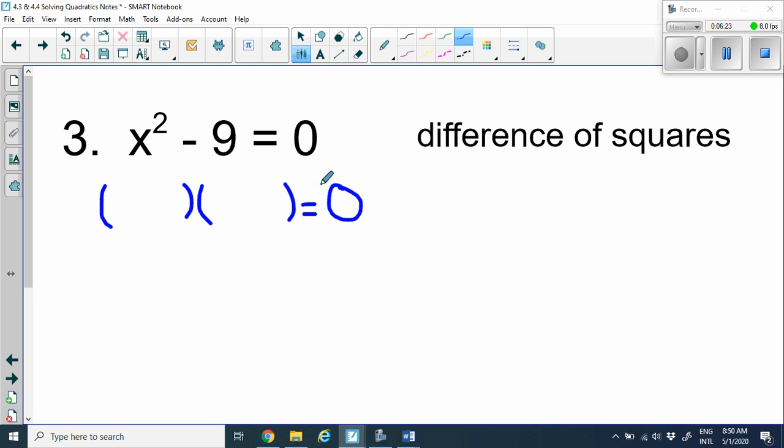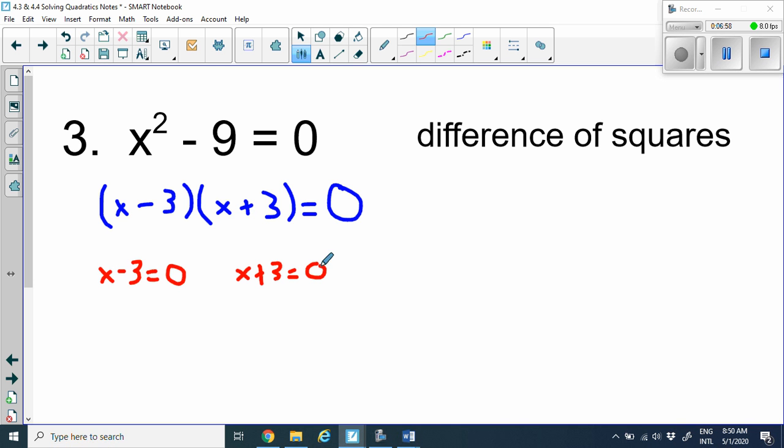We set it equal to 0. I have x and x. And remember, for this one, all we have to do is just take the square root of 9, which is 3, and that's going to be the number that is in both of these parentheses. One's going to be minus, one's going to be plus. Okay, so now I set my factors equal to 0. So I have x minus 3 equal to 0 and x plus 3 equal to 0.